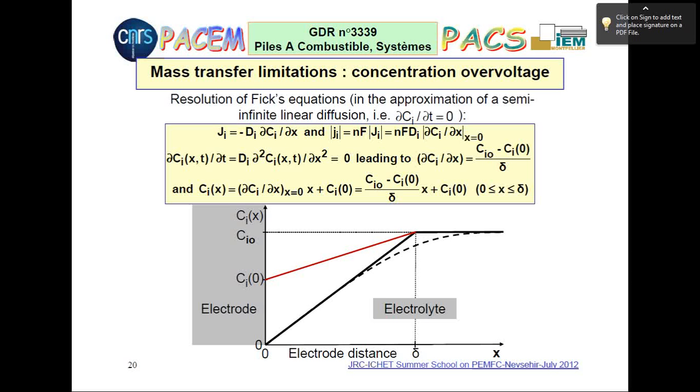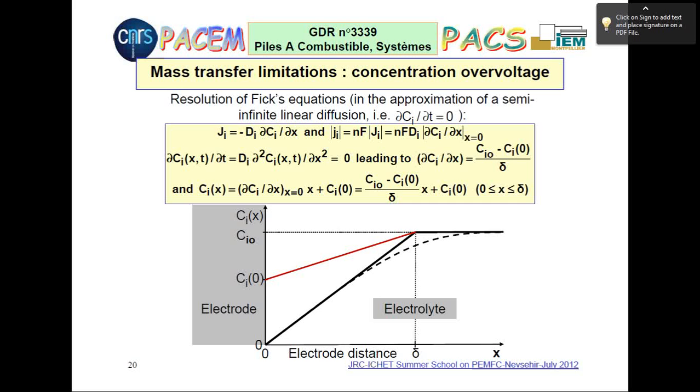Okay, we are at the point to discuss the mass transfer limitation, and I just showed you that you can solve this very difficult second order partial differential equation under steady state and get a linear variation of the concentration between the electrode surface and the bulk.